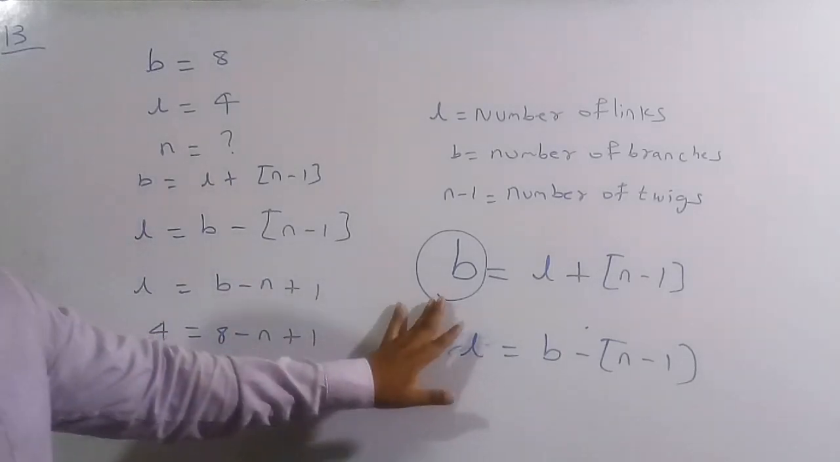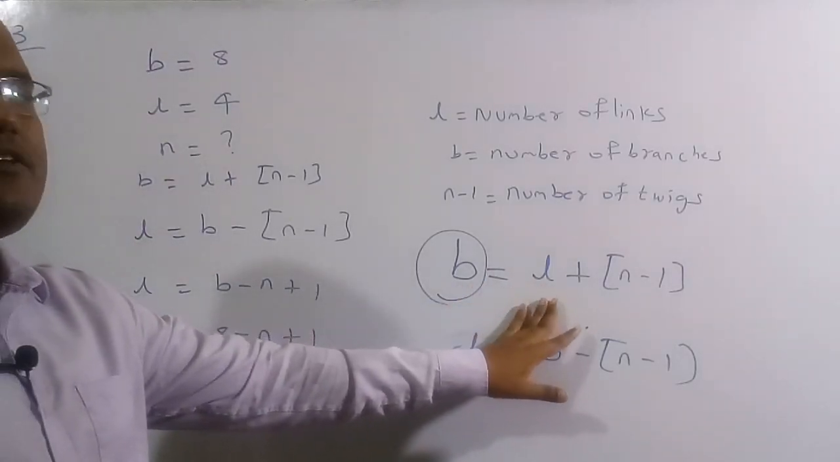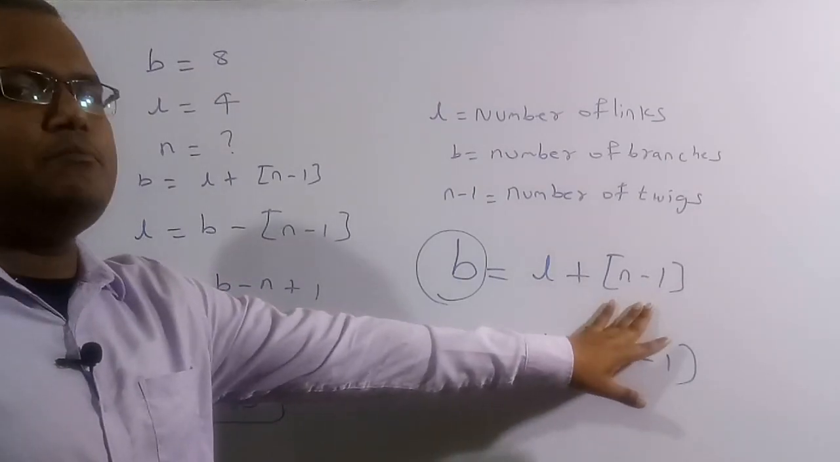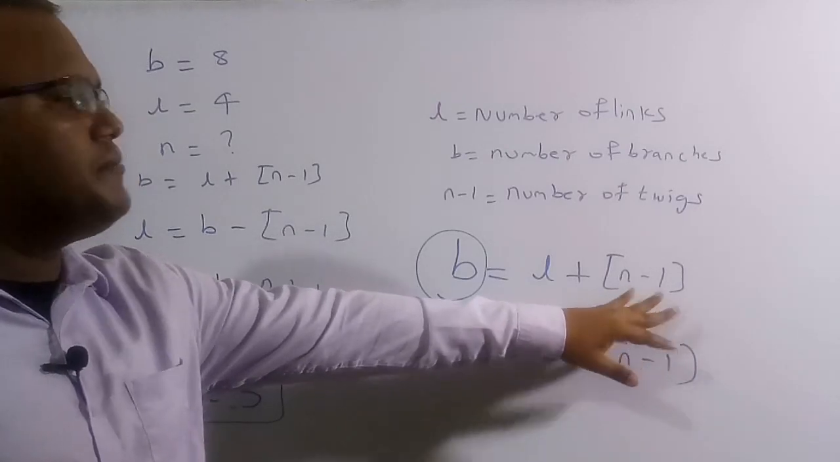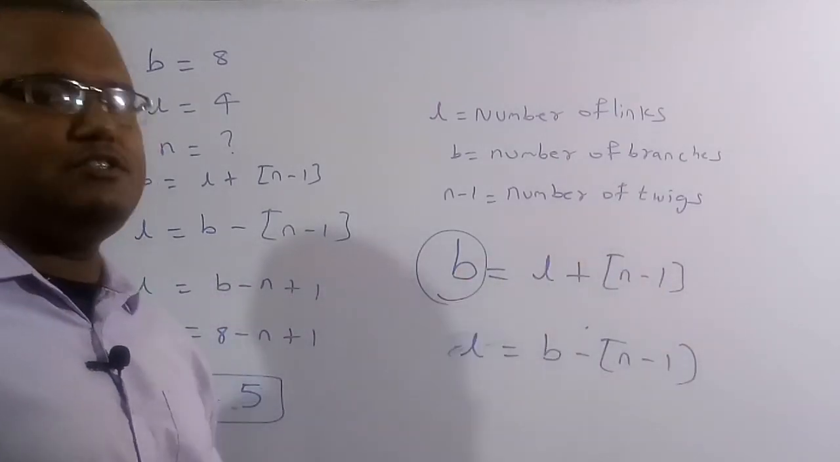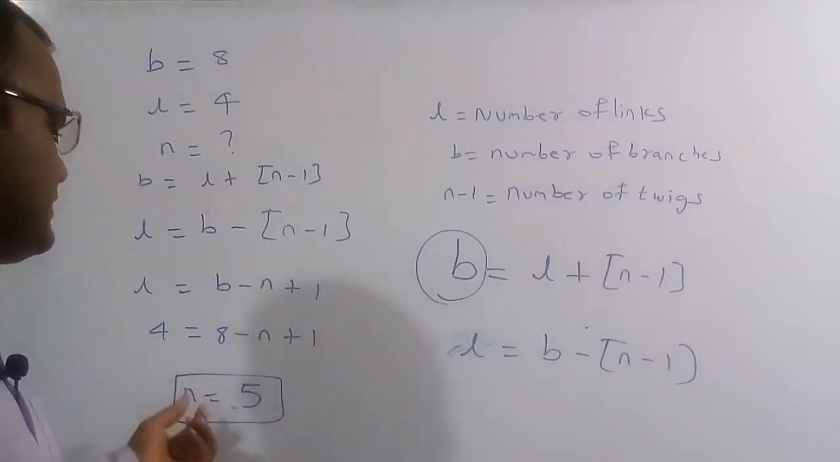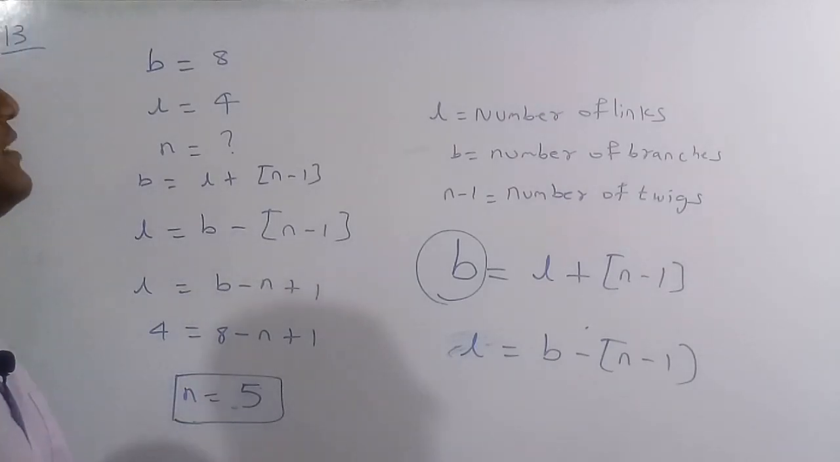Basically, the total number of branches is equal to the number of links plus the number of twigs. The number of twigs is n minus 1, where n is the total number of nodes, and minus 1 tells you the number of twigs. So after rearranging, we get the number of nodes is equal to 5 in this network.